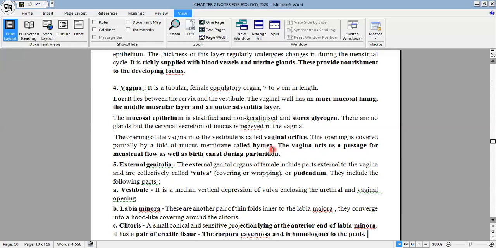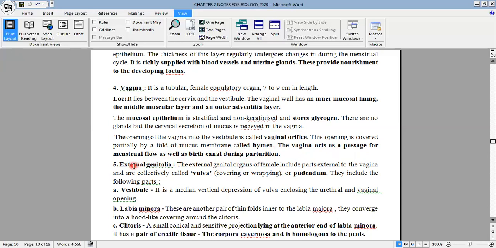What is the function of the vagina? The vagina acts as a passage for menstrual flow as well as a birth canal during parturition. That is, the menstrual fluid passes out through the vagina. The birth of the child also takes place through the vagina. So here we end with the parts of the internal genitalia.